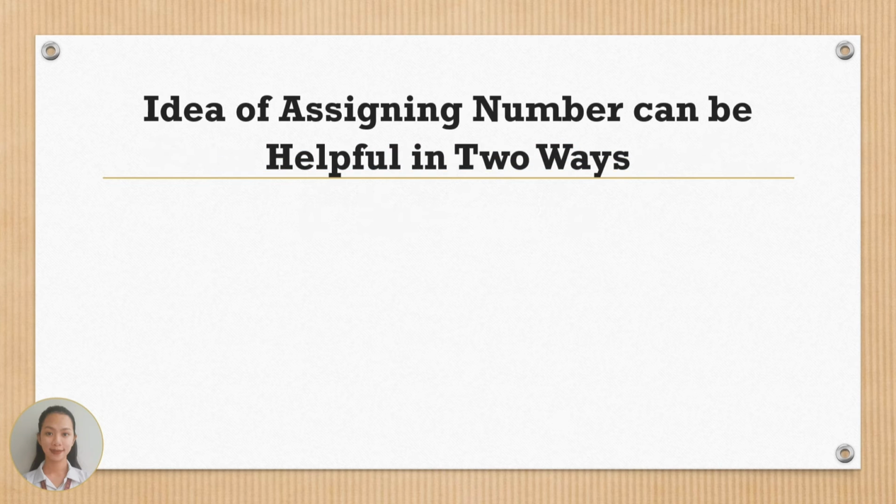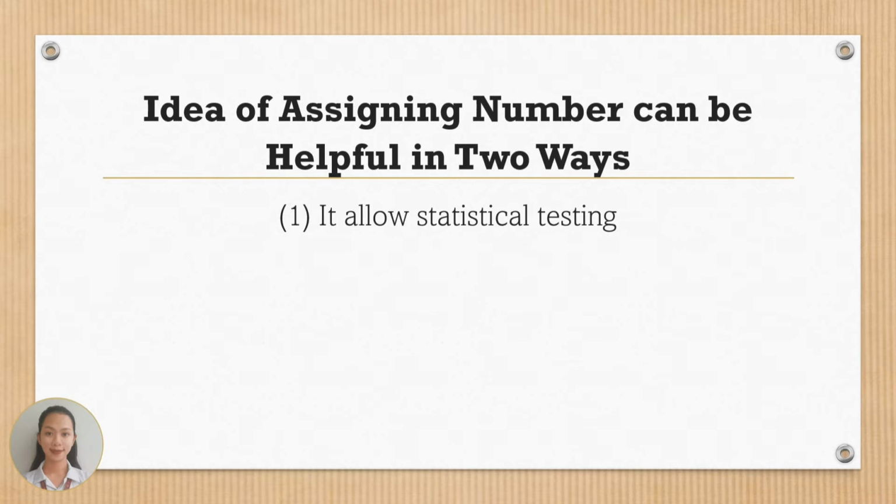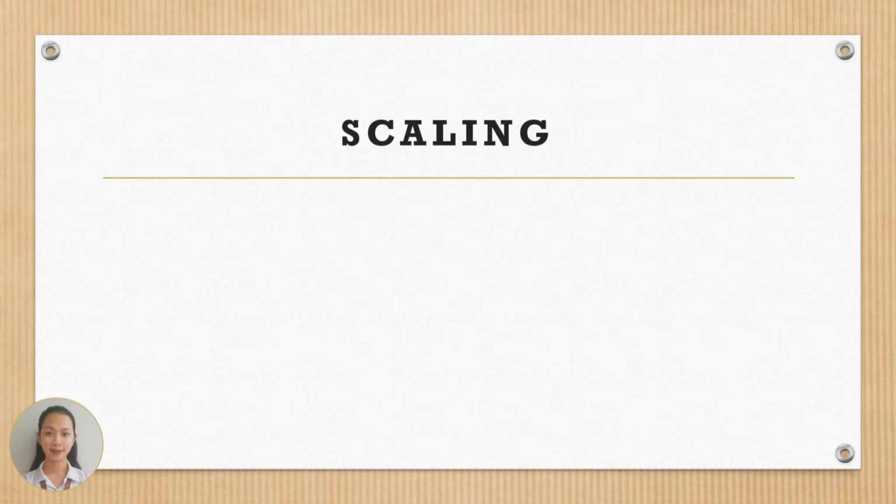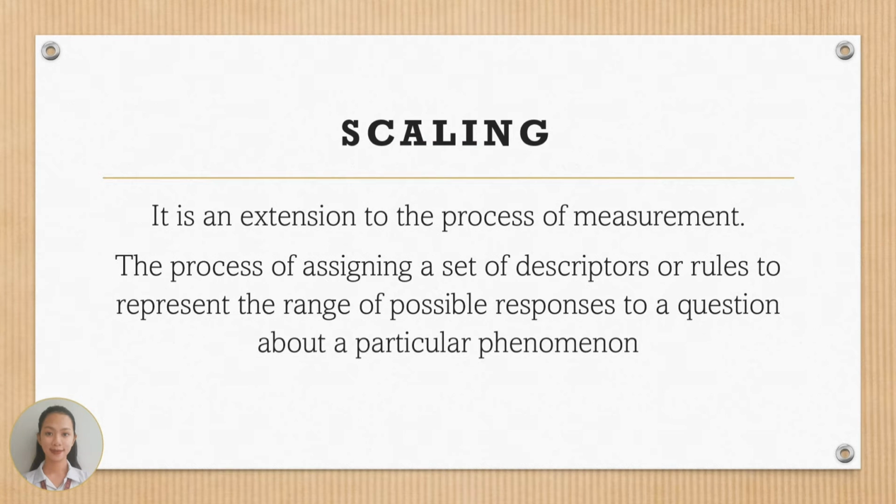The idea of assigning numbers can be helpful in two ways in accurate understanding of a phenomenon. Number one, it allows statistical testing. And number two, it helps facilitate easier communication, as people have a clear idea with regard to what is where and what is to what. Scaling can be defined as an extension to the process of measurement. On the other hand, to successfully measure a phenomenon, the researcher must gather appropriate raw data.